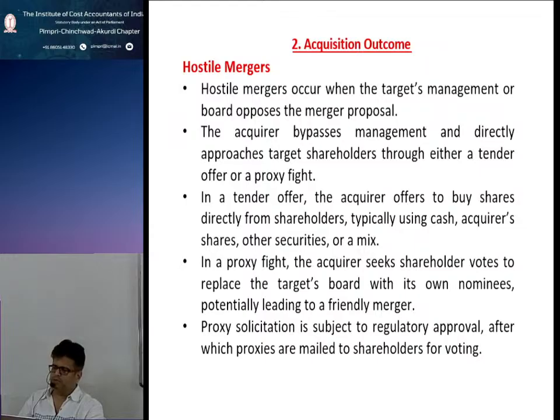Hostile mergers occur when the target's management or board opposes the merger proposal. The acquirer bypasses management and directly approaches target shareholders through either a tender offer or a proxy fight. In a tender offer, the acquirer offers to buy shares directly from shareholders, typically using cash or acquirer shares, other securities, or a mix. In a proxy fight, the acquirer seeks shareholder votes to replace the target's board with its own nominees, potentially leading to a friendly merger. Proxy solicitation is subject to regulatory approval, after which proxies are mailed to shareholders for voting.